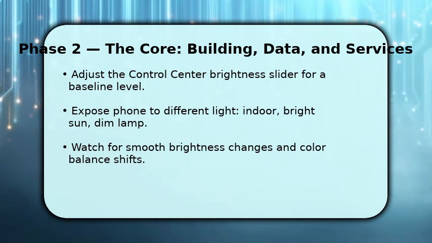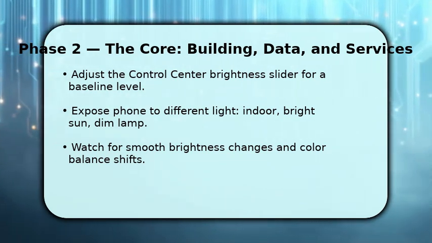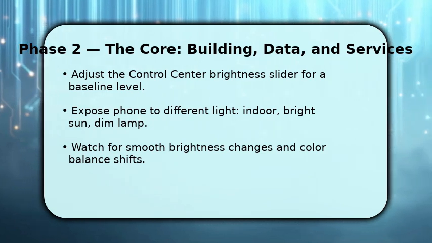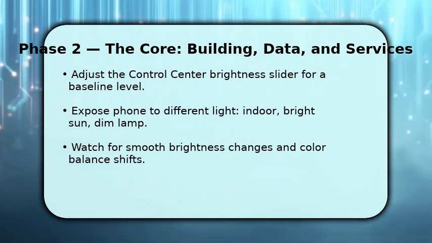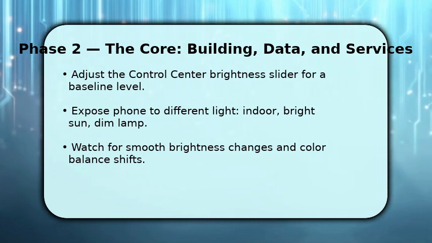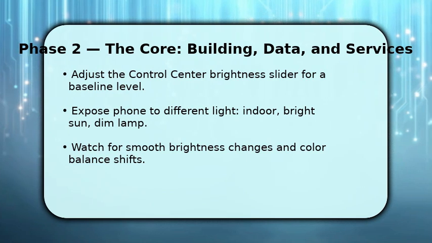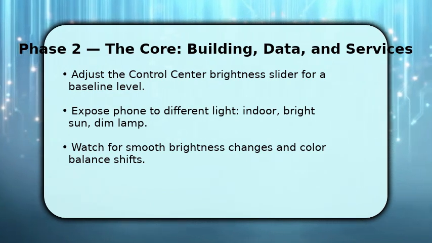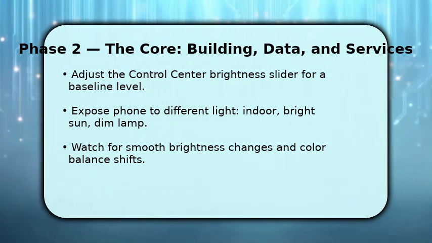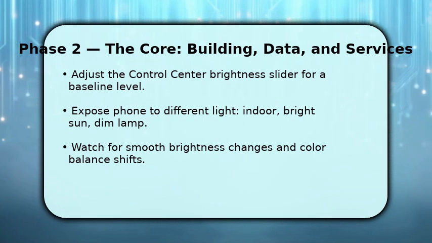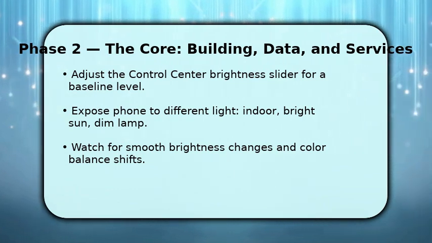Move the phone between bright and dim environments, near a window, then into a darker room, so the sensor has varied data. Observe how the screen ramps up or down and how True Tone shifts color. If changes are abrupt, repeat testing. This hands-on check shows you how responsive auto brightness is on your iPhone 15 and why sensor exposure matters.